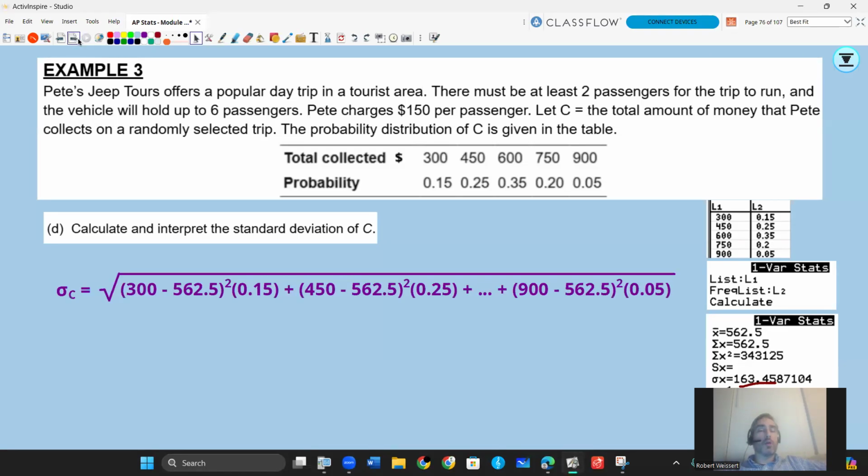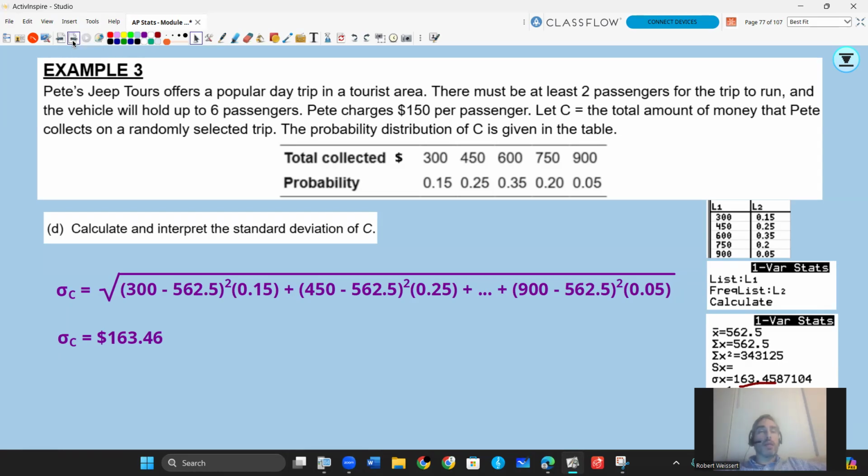So go to our formula, and we're going to take each value, subtract the mean. So 300 minus 562.5, we're going to square that, multiply it by its probability. And we're going to do that with all the other ones, and we're going to add between them. I'm skipping a few numbers here in the middle to go straight to the end. So 900 minus the mean squared times 0.05. And that will get me $163.46. Notice that I'm using the dollar and cent symbol because we're talking about money.